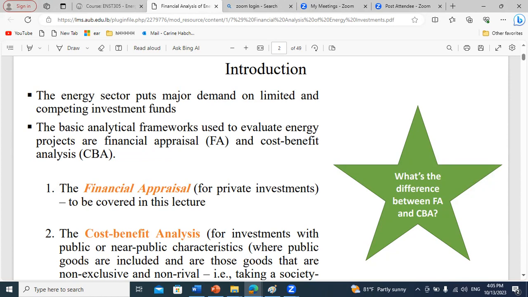Whenever we talk about financial appraisal, we have private investments, and we'll cover in detail how to calculate financial costs and benefits. While if we want to consider investment with public or near public characteristics, then we should conduct the cost benefit analysis that will be developed in another lecture.